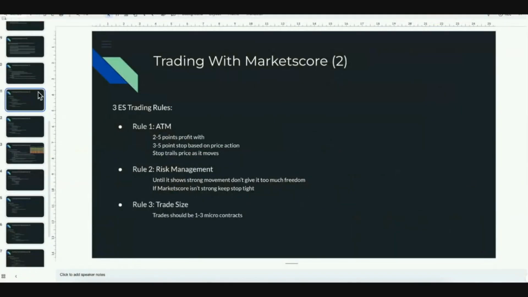Okay, so the way that I trade with Marketscore, there are 3 rules that I have for ES and 3 rules that I have for NQ. Again, it may depend on the day. The velocity and the movement of the market is going to have an effect. But rule number 1 is 2 to 5 points of profit, you're trailing it 2 to 5 points with your stop, meaning that you don't want it to go too far away. 3 to 5 points based on price action is where you're putting your stop. So you may move your stop up as it's going.